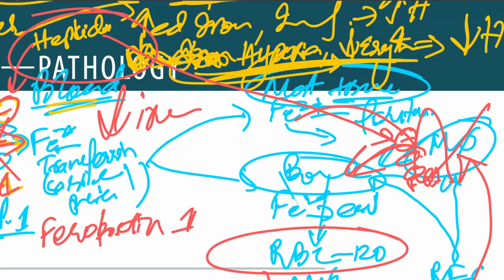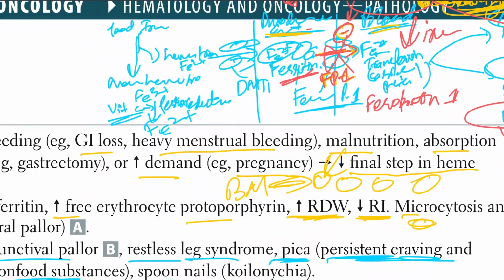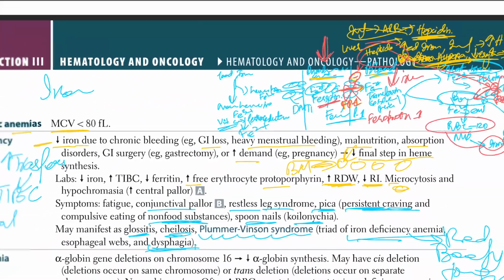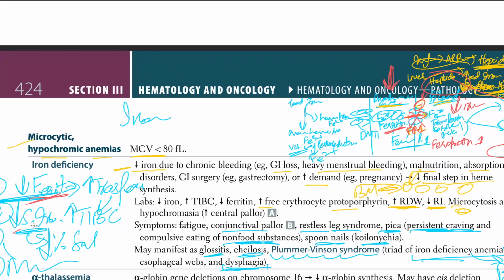Okay, so let's now go back to our discussion, which was the iron deficiency anemias. And these are the labs. First the ferritin is down, then the serum iron, and then you have the normocytic and then the microcytic anemias. That's all for the iron deficiency anemia.